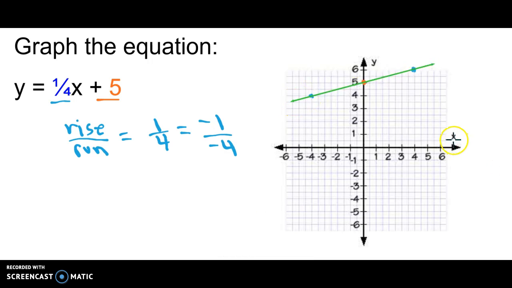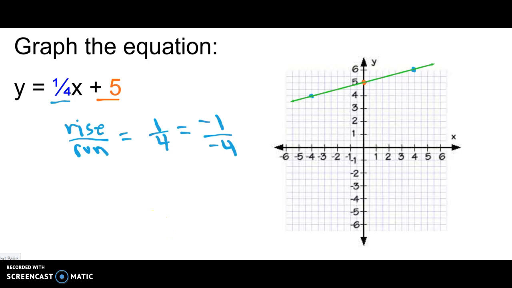And there's my line. So we're going to start here at that y-intercept. Okay, and that's where we're going to put our dot on the y-axis. And then we're going to use the rise over the run, the slope, to count up and to the right or down and to the left. So we have a positive sloped line there.